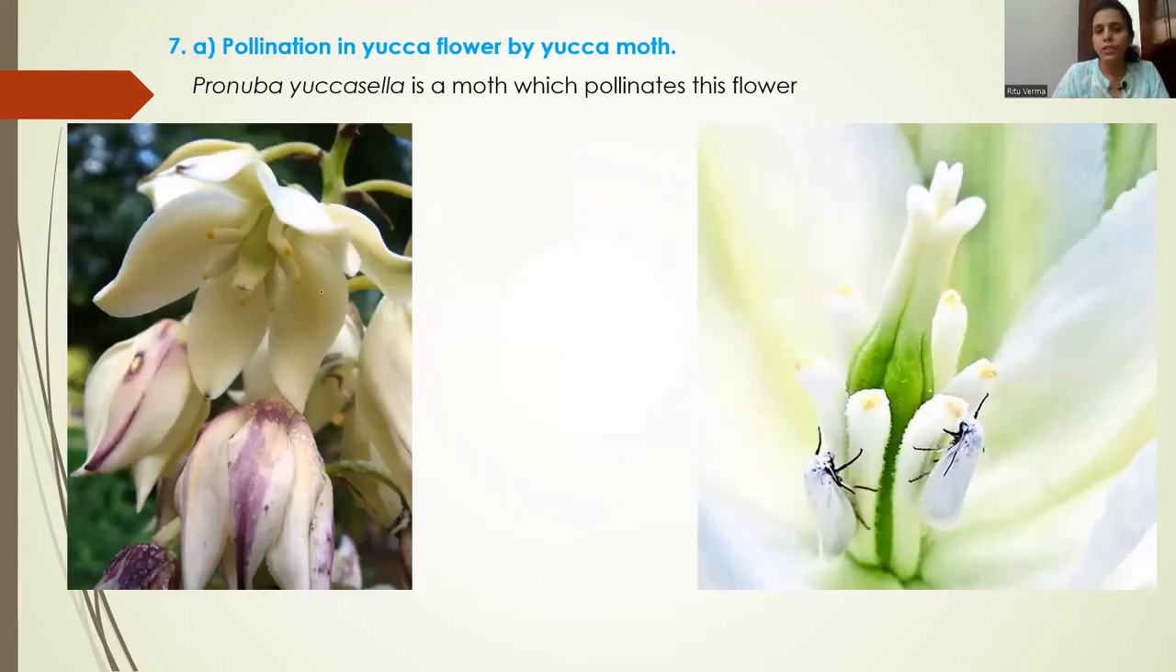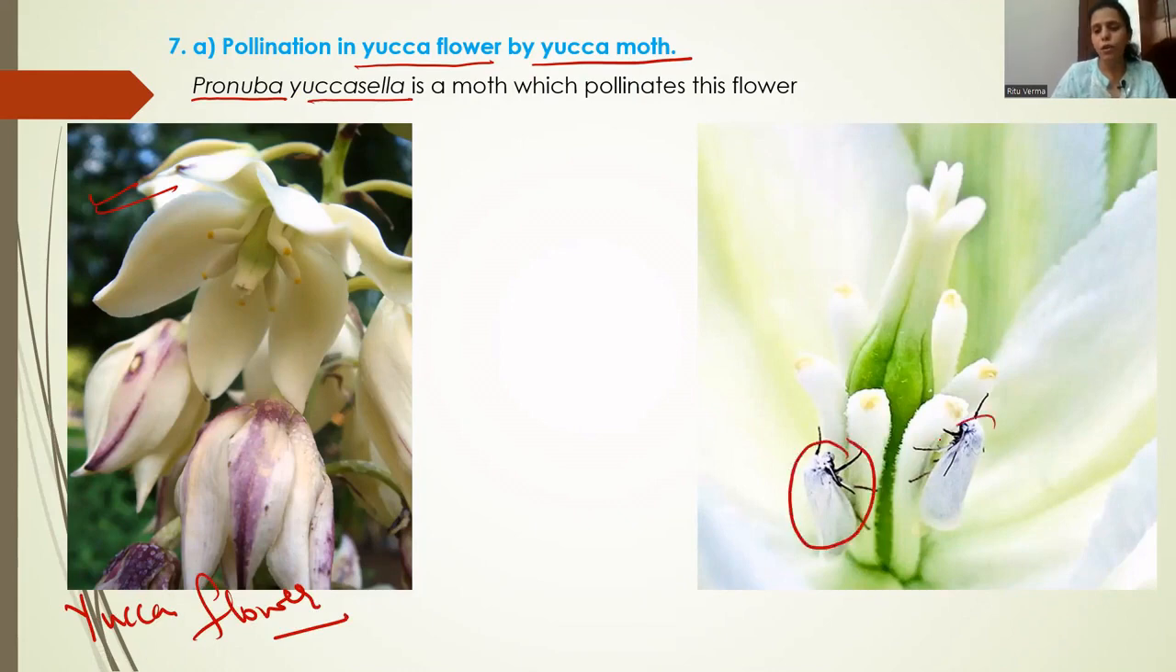Another special adaptation can be seen in some plants like yucca. This yucca flower is actually pollinated by the yucca moth, and the scientific name of this yucca moth is Pronuba yuccasella. You can check here. This is a typical yucca flower, and here you can see the yucca moth.